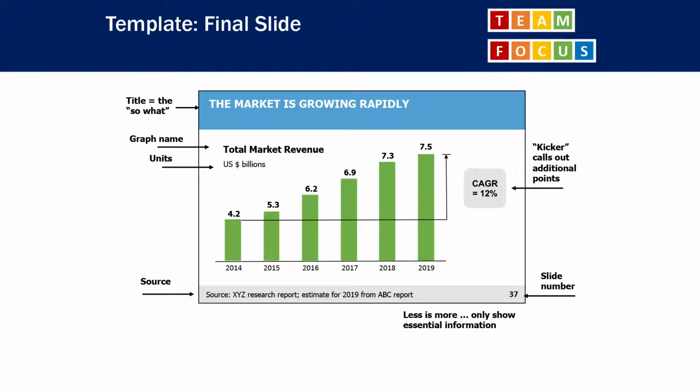Instead of saying revenue or market, the insight or the so what is the market is growing rapidly. Additionally, you would put the details of the graph name below that as well as units. In this case, you would be illustrating column charts over time with a CAGR, compounded annual growth rate, calculated. We call the CAGR, or anything pulled off to the side or the bottom, essentially a kicker or a sub-so what, and those help illustrate the details of the slide.